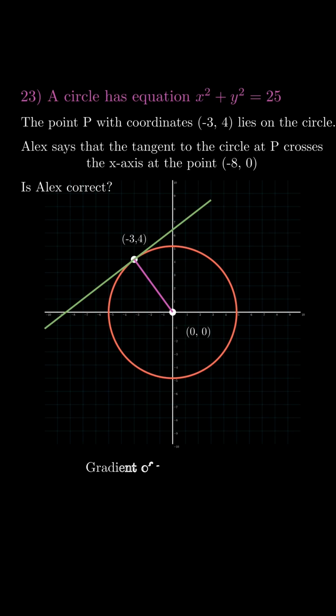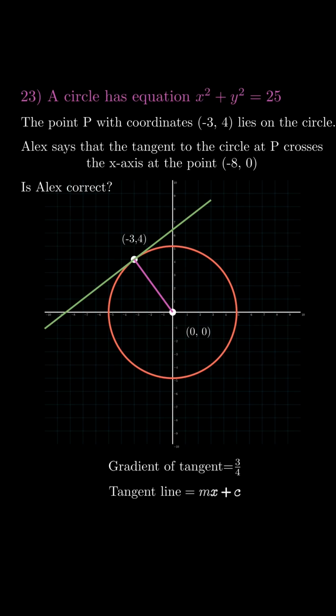The gradient is the change in y over the change in x, which is 4 minus 0 over minus 3 minus 0, which is 4 over minus 3. The gradient of the line tangent to P is the negative reciprocal of the gradient from P to the origin, because these two lines are perpendicular to each other, which means the gradient of the tangent at P is 3 over 4.